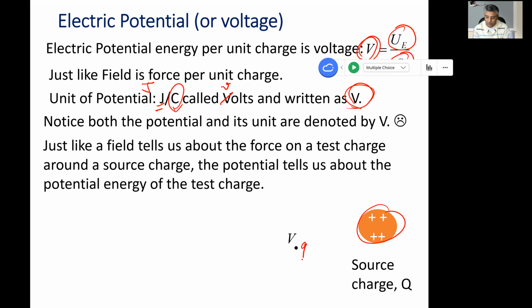So when we bring a charge over there, then it feels the energy. So we say, okay, this charge has a potential energy at that point. But all we need is the source charge, and the formula is going to be, where is the formula for the potential?